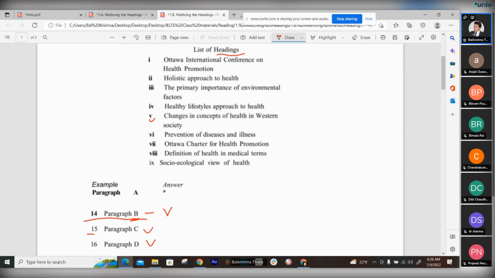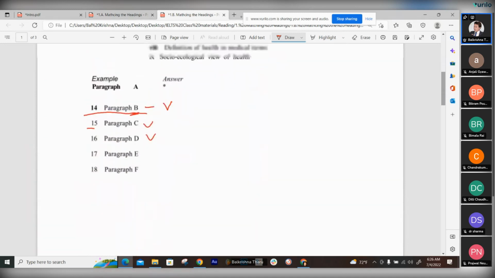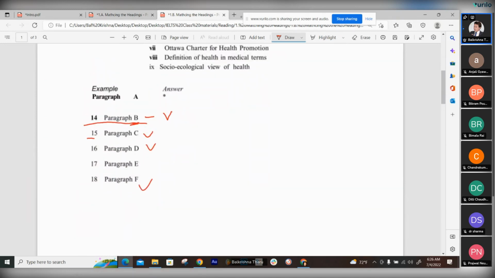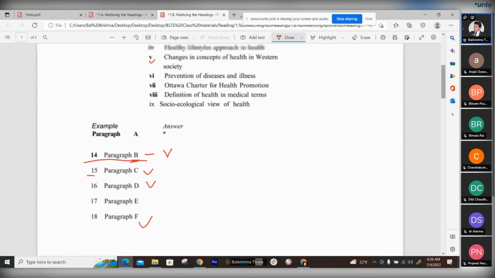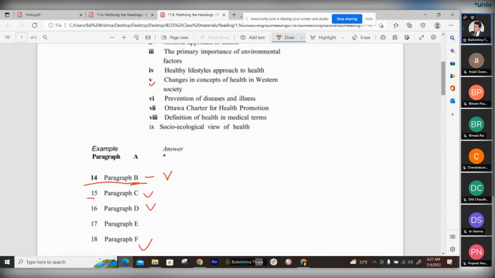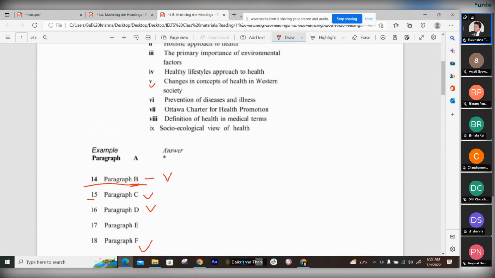By the time you have completed all the rest of the questions, you will have a better understanding of the context, a better understanding of the passage, and you'll be able to decide the answer for that particular question.